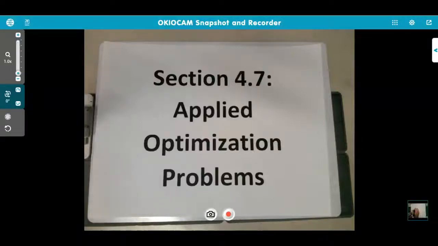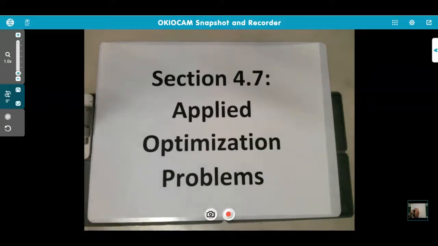Alrighty guys, now it is time for the fun stuff. We are now going to apply what we have learned to real world stuff. Okay, so how can I actually use this in the real world? That's what we are going to be doing here.